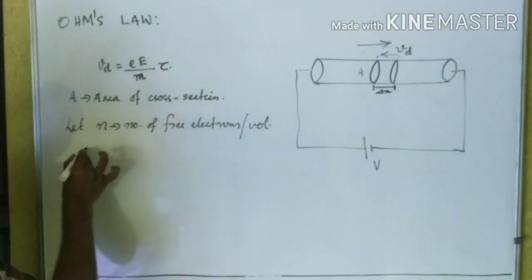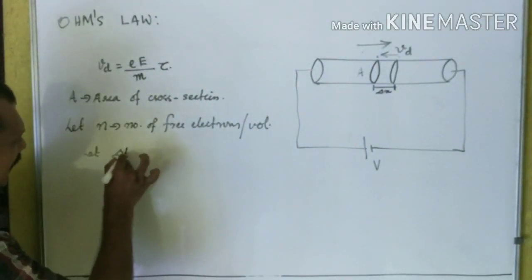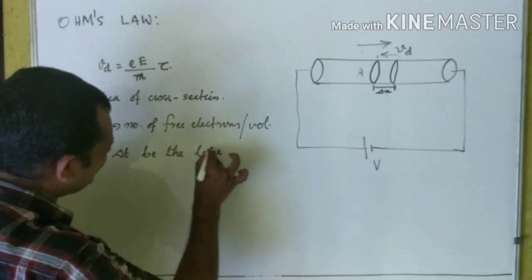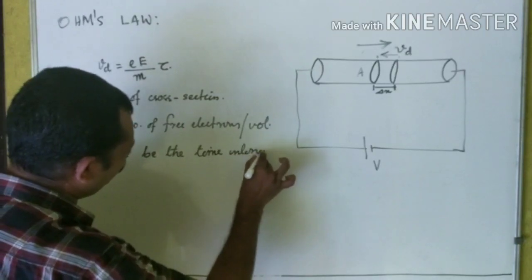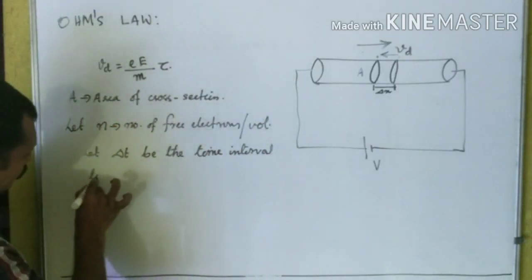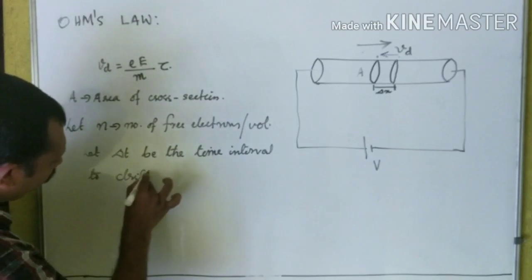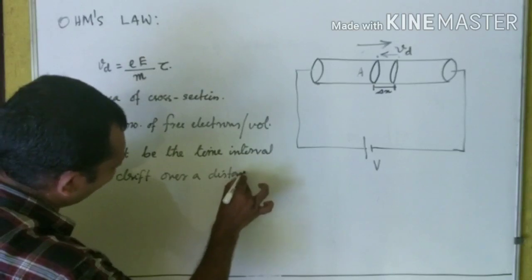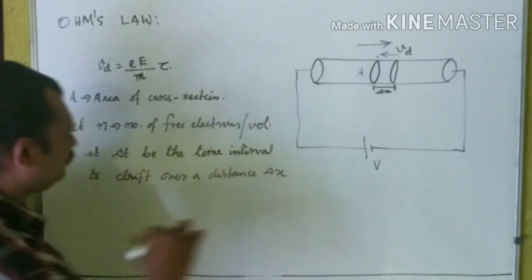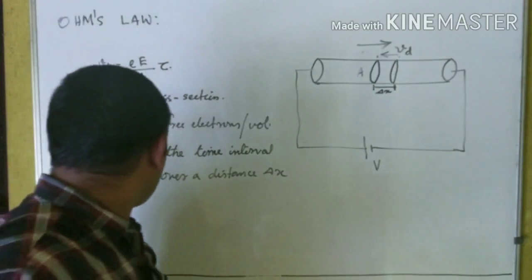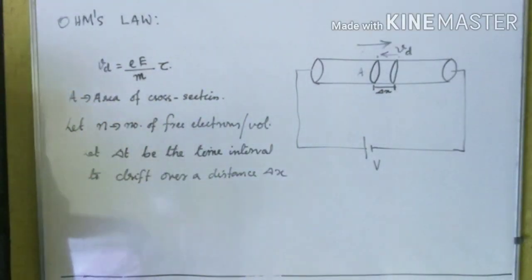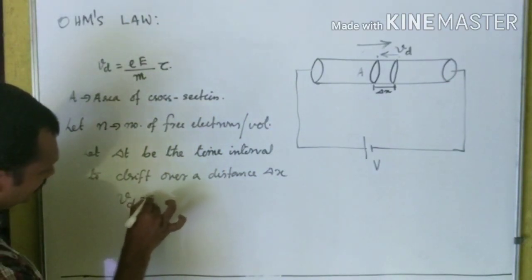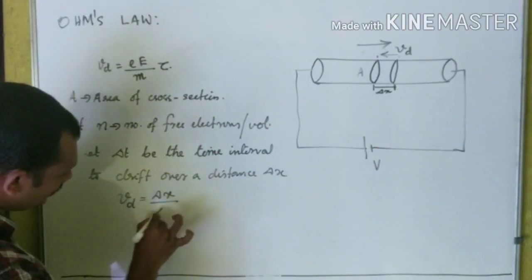Let delta T be the time interval to drift over a distance delta X. In that situation, we can straight away say Vd is equal to delta X divided by delta T.